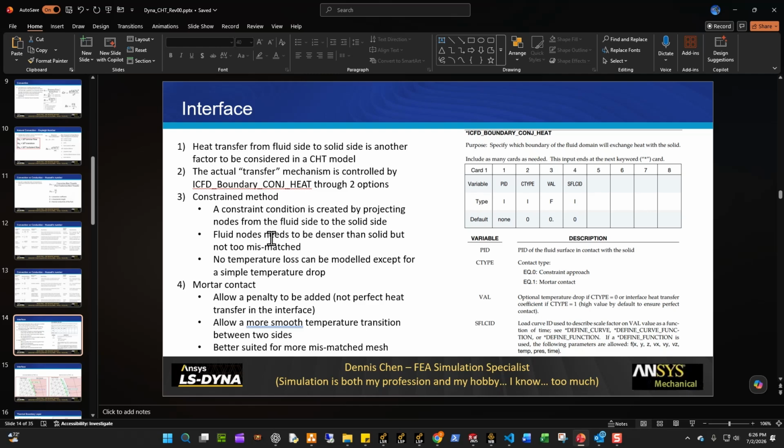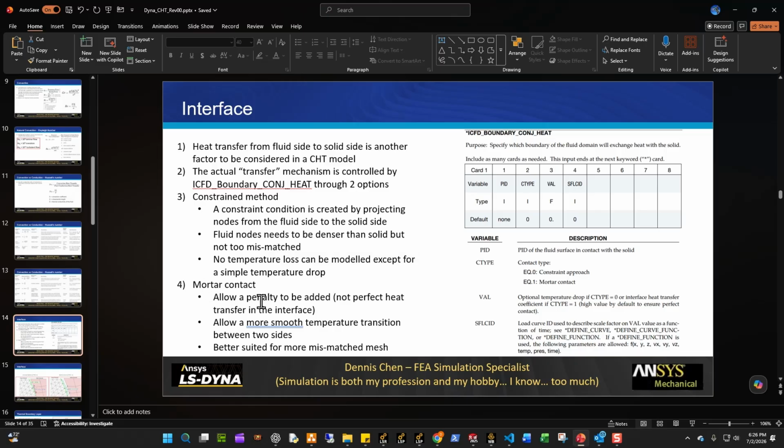In this case, I think the biggest requirement is that the fluid side nodes usually need to be finer than the solid side, because you're essentially mapping the fluid side to the solid side. You don't actually have any temperature loss across that interface. That allows you to basically look at what happens.